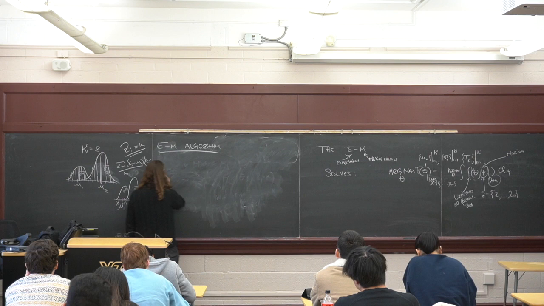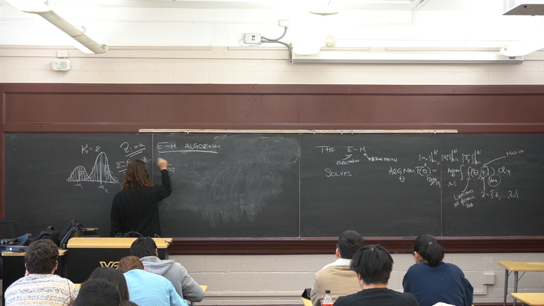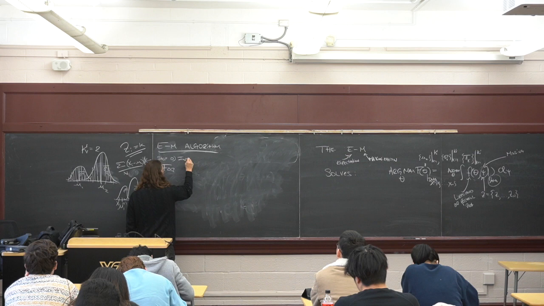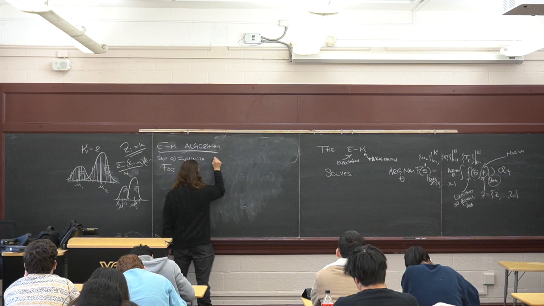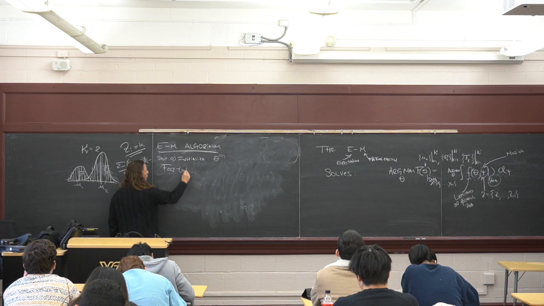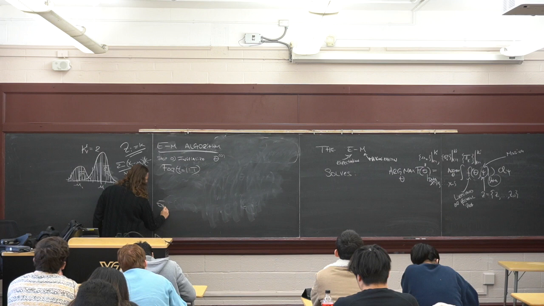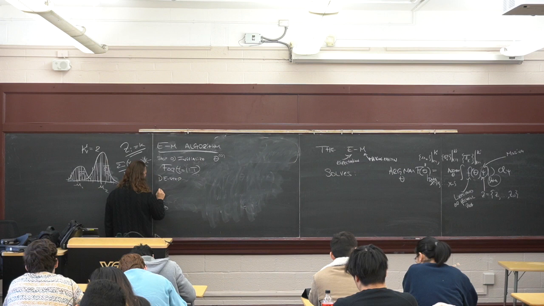So it's an iterative algorithm, so I need to start somewhere, and I'm going to need to initialize this. So I'll say step zero, initialize my thetas, so theta zero. I'll start indexing at t equal to one, and I have an initializer. In EM, there are two steps: the E step, the expectation step, and the M step, the maximization step.